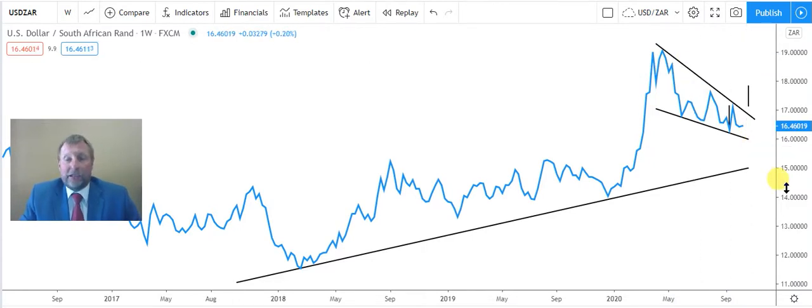Let's hope it doesn't play out like that. Let's hope the rand strengthens. For this chart, it just tells you weakening rand even for years to come. Maybe now a breather, but later on a weakening rand. Let's have a look at PPC.